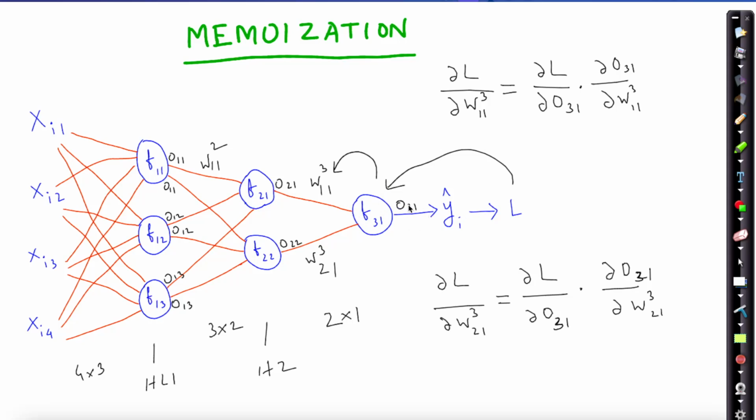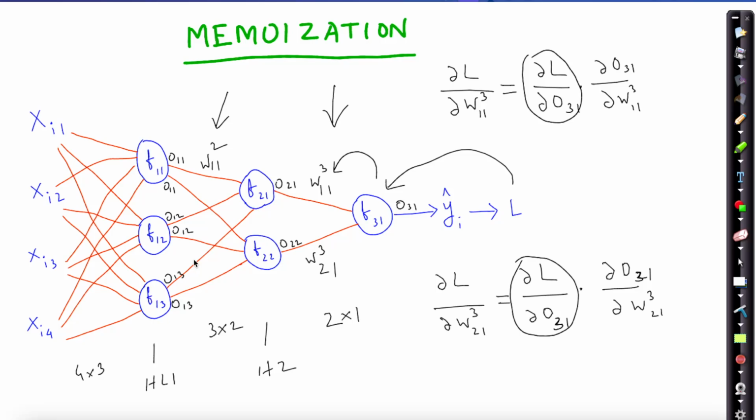So this loss is dependent on O31, and this O31 is dependent on this weight as well as this weight. So you can see here, for this simple neural network, I had to calculate this thing twice, just for updating the weights in this particular layer. Now you can imagine, if I have to update the weights of this particular layer, what will happen?